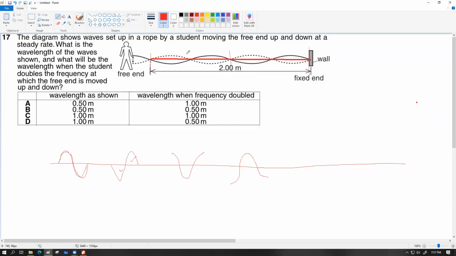Have a look. This is not four wavelengths. This is two wavelengths, 2 lambda. Can we agree on that? Yes, sir. Okay, so this is 2 lambda. So which means currently the wavelength is supposed to be 1 meter. So the wavelength shown is 1 meter. That means B and A are out, the possible answers are C and D.